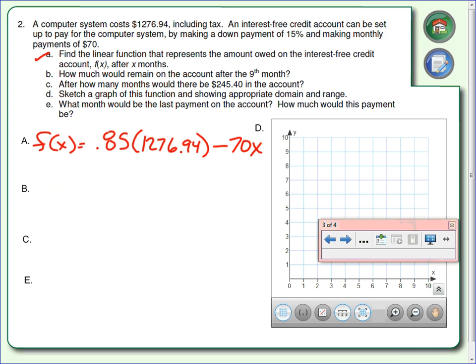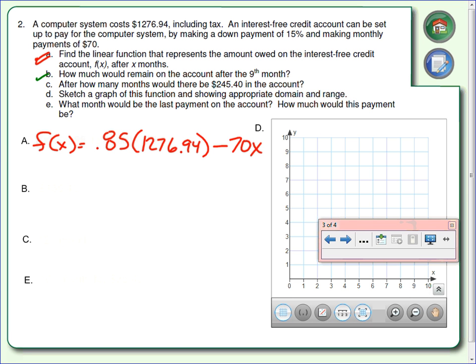All right, so at this point, we've just answered Part A. We just came up with the equation. What we're going to do is use this equation to answer some of the other questions. So let's take a look at Part B. Part B wants to know how much would remain on the account after 9 months. So we're going to do this the easy way. We're going to use our calculators to find the answer.